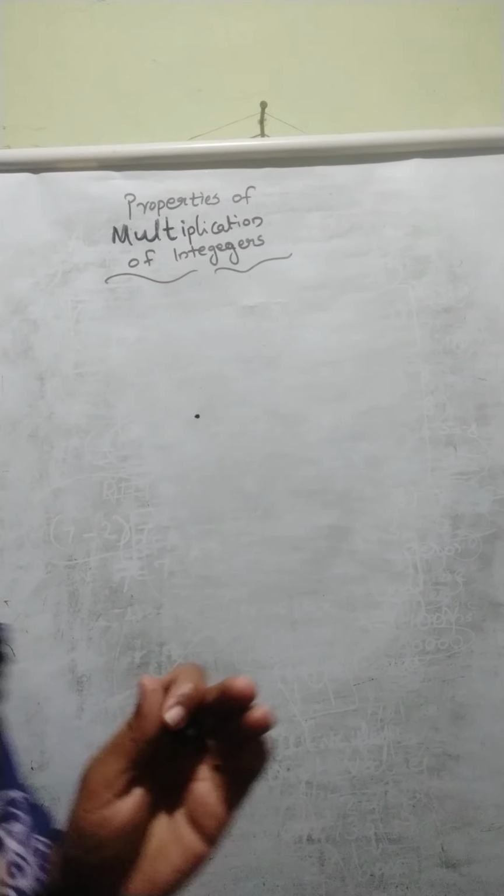Hello, now we can study properties of multiplication of integers. First, closure property, then commutative property, then multiplicative identity and multiplication by zero. Also, we can study associative property of multiplication.